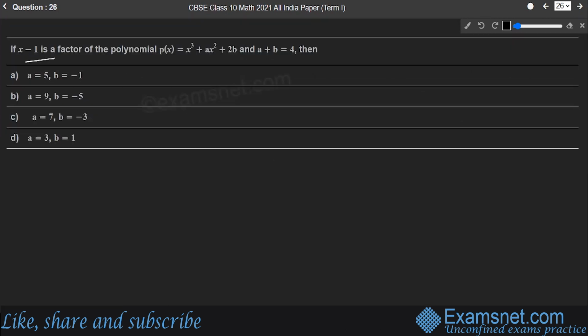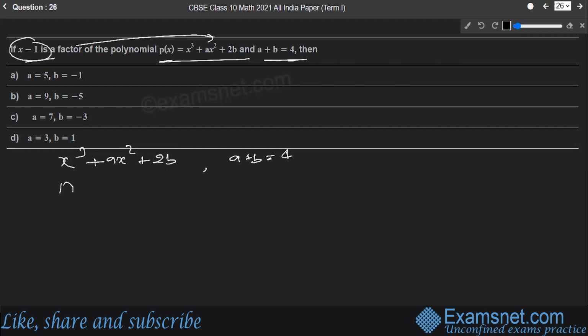Now, x minus 1 is a factor of the given polynomial, and a plus b is equal to 4, then we have to find something. If x minus 1 is a factor of the polynomial, then it should satisfy it. The polynomial is x cube plus a x square plus 2b, and one more thing given to us is a plus b equal to 4. So let us put x minus 1 equal to 0, or x equal to 1, in the polynomial because it is a factor, so it should satisfy.